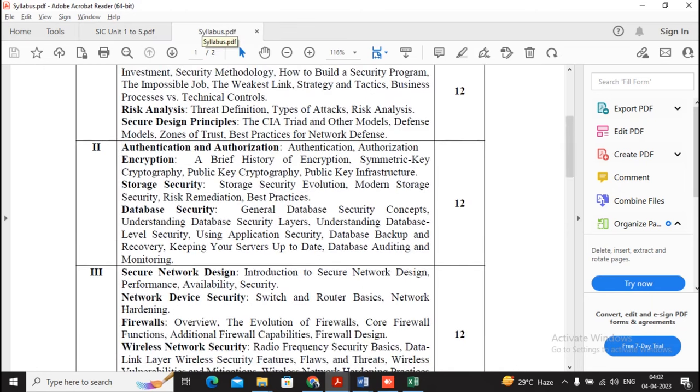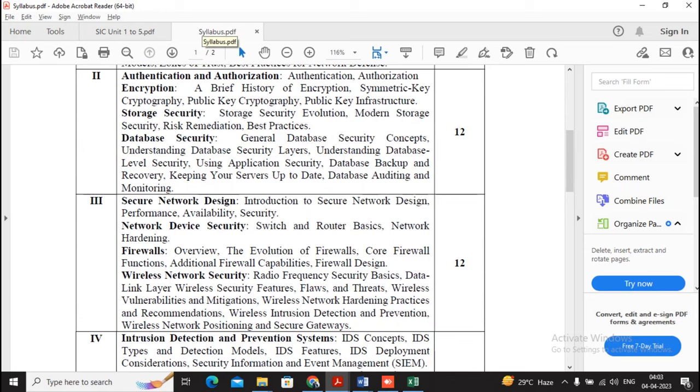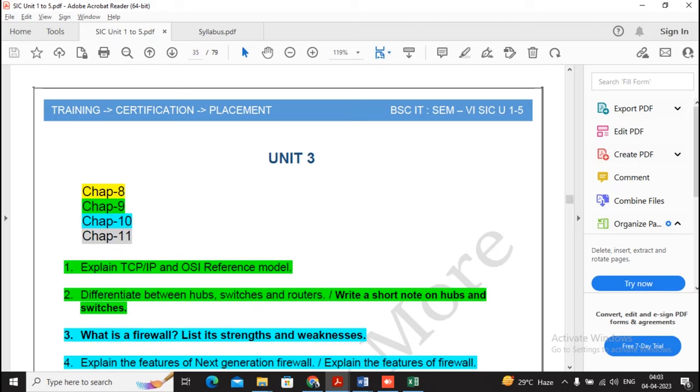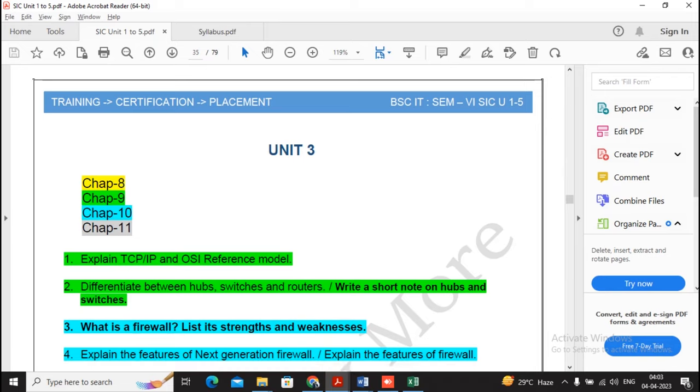Looking at Unit 3, I have derived around 14 questions, which consist of secure network design, network device security, firewalls, and wireless network security. Let's look at the different questions in this particular Unit 3. You will find there are 4 chapters. Again, different color combinations are provided to you.